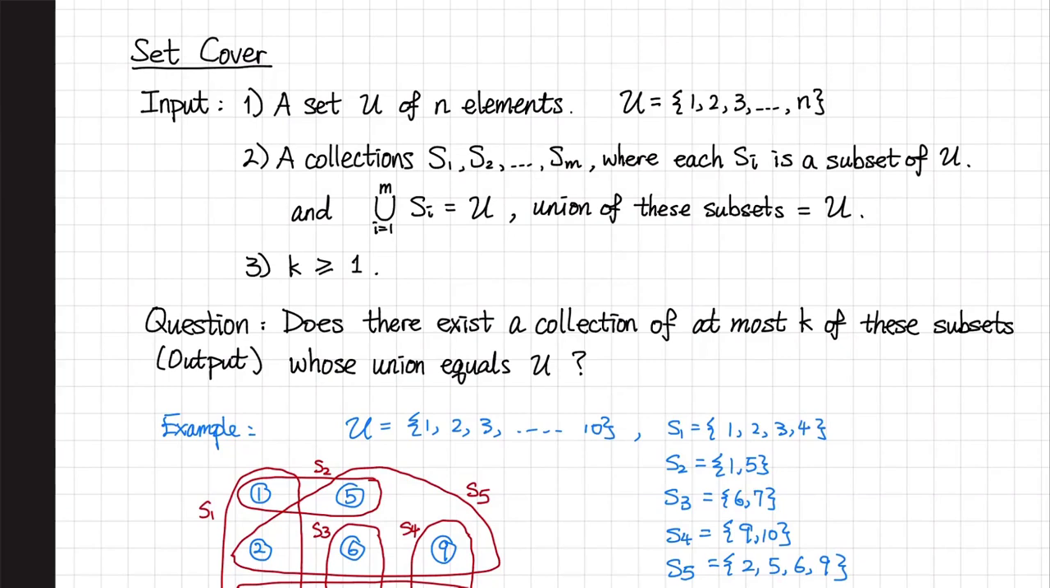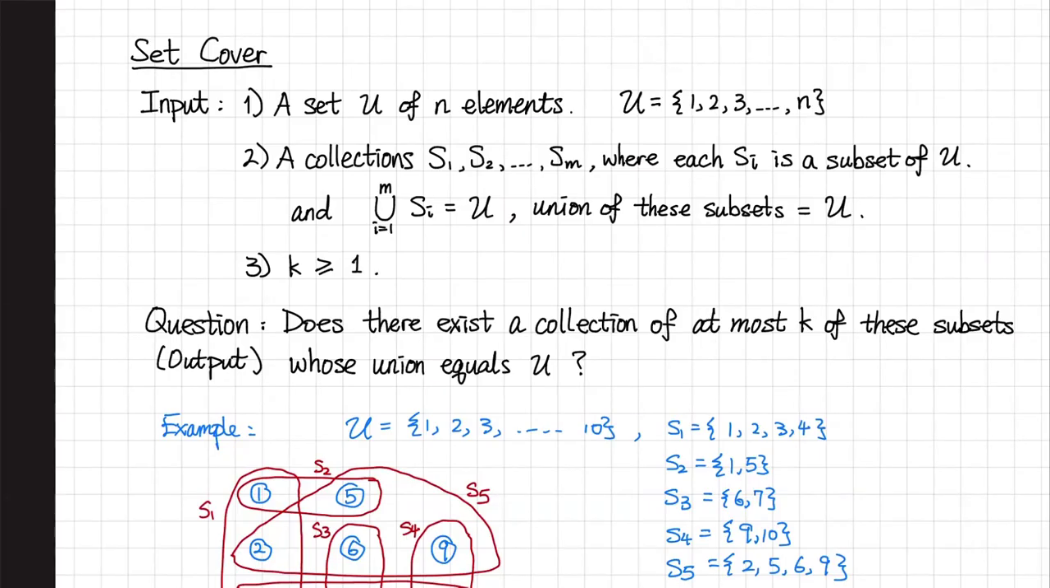We know that in the set cover problem, we are given a set of elements, right? That's the universal set, and we are given a bunch of subsets. The union of those subsets will be the universal set, and then we are given an additional value k. Okay, that's the decision version. Can we find a collection with at most k of those subsets to cover all the elements?